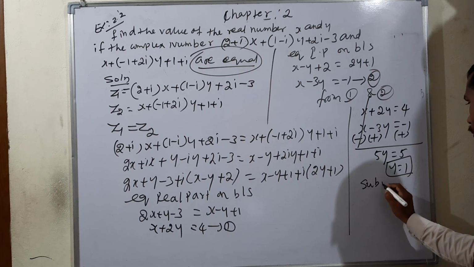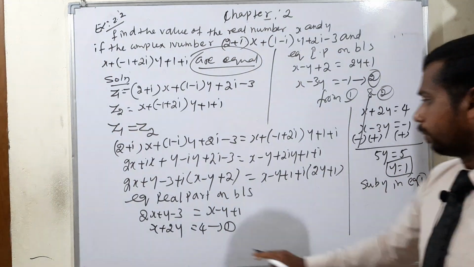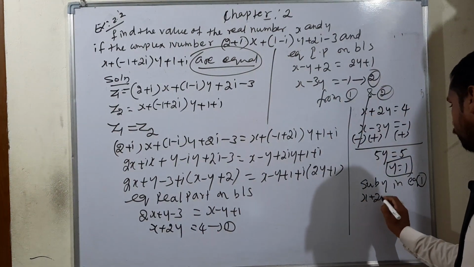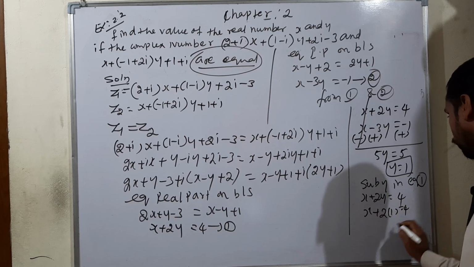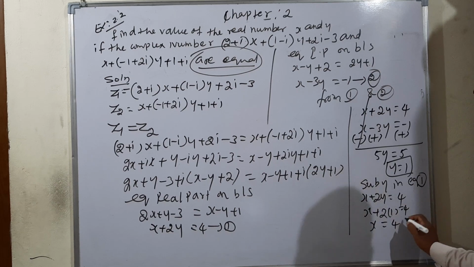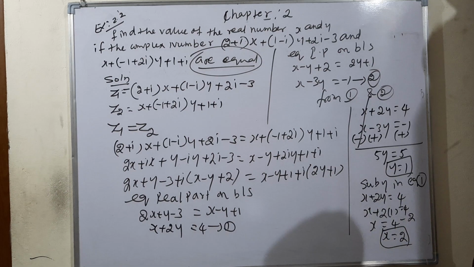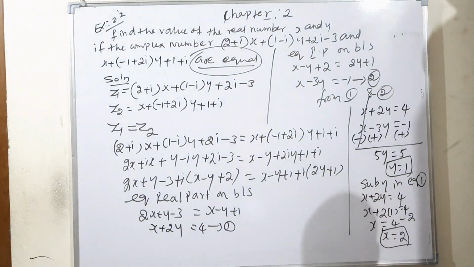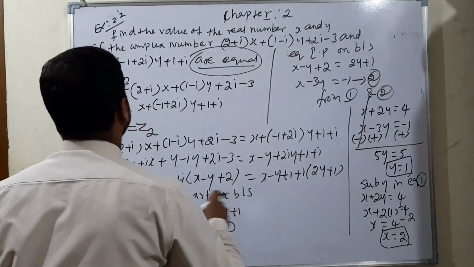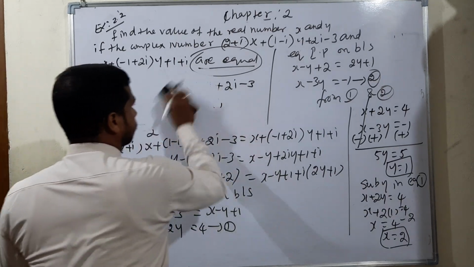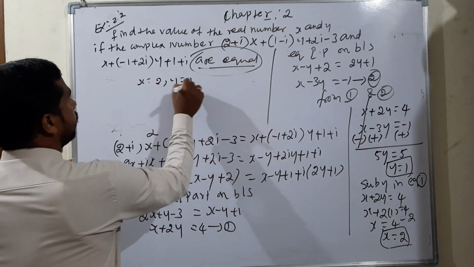So, substitute y in any one equation. Okay, I selected equation number 1. What is equation number 1? x plus 2y is equal to 4, means x plus 2 into the value 1 is equal to 4. Therefore, x is equal to plus 2 bring out to the opposite side means minus 2. Therefore, 4 minus 2 means 2 will come. For verification, it is not necessary, just for your understanding. Already we found the values: x is equal to 2 and y is equal to 1.